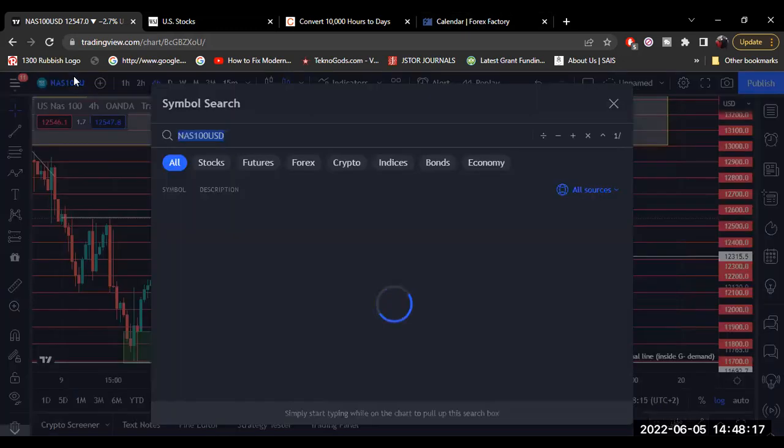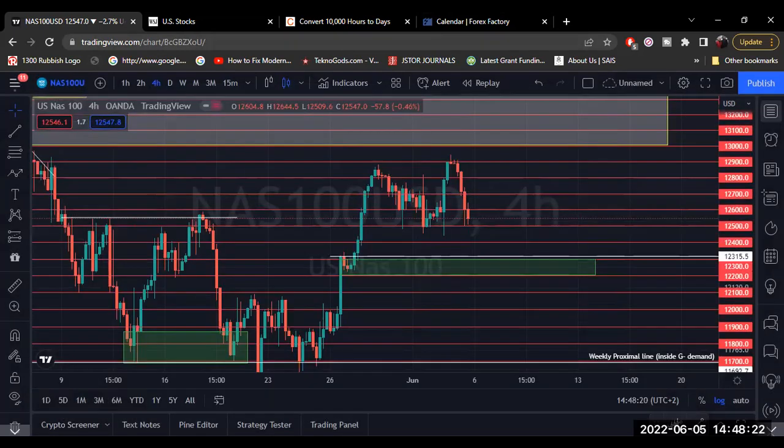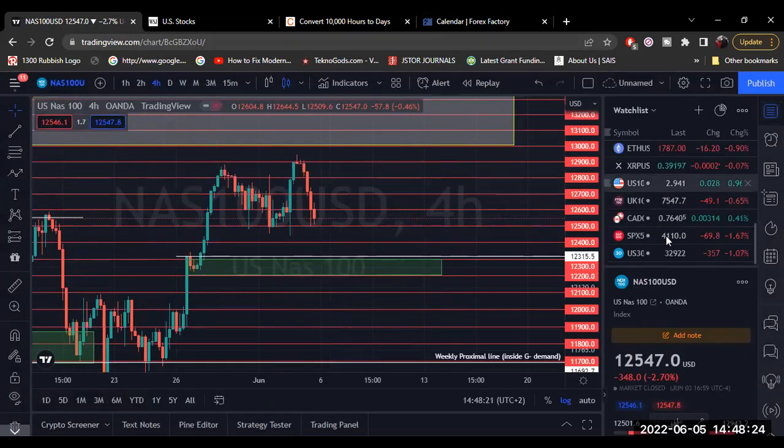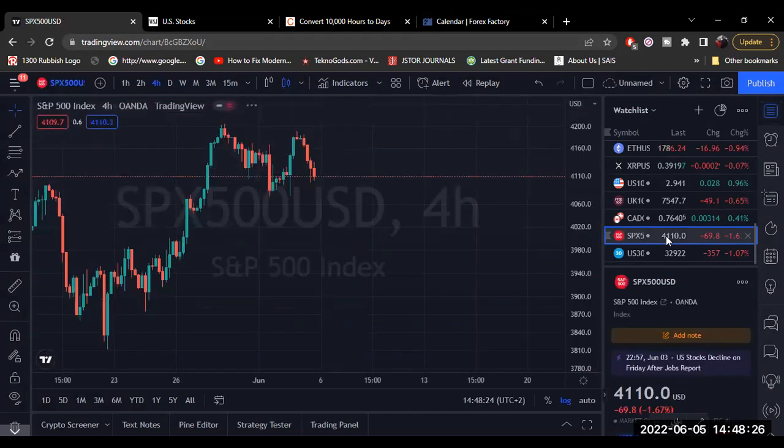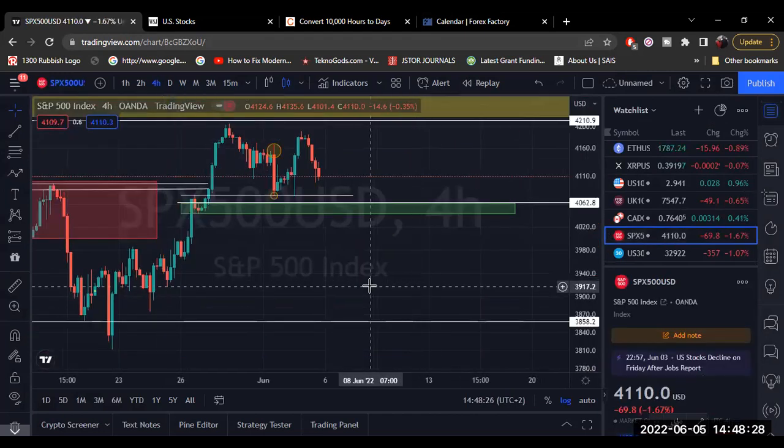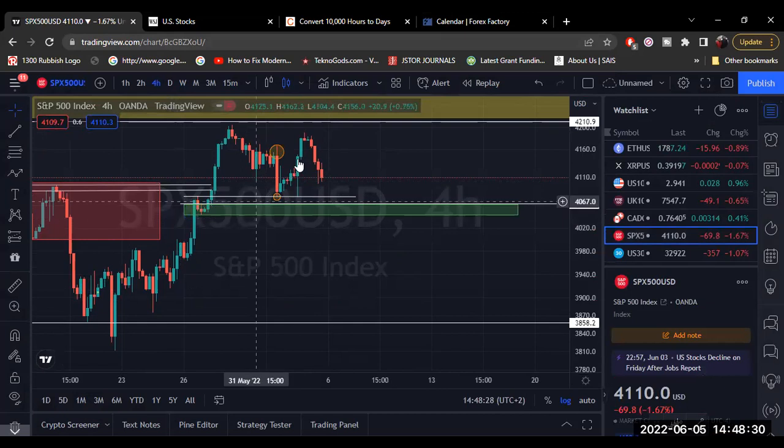Okay, so that's NASDAQ 100 done. The next one then would be S&P 500. S&P 500 used the level that we marked out on Sunday, right? Very clean. So it was S&P, US 30, Bitcoin. They all used it. NASDAQ 100, the level was lower.